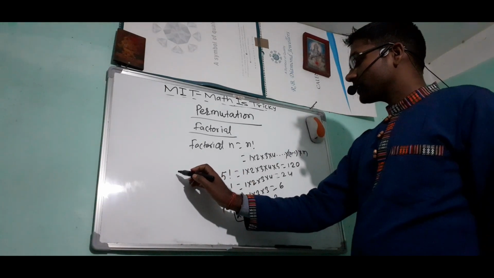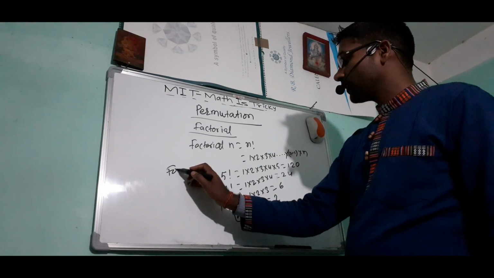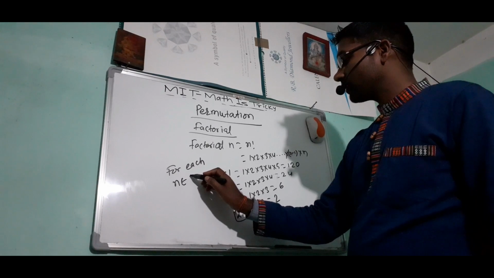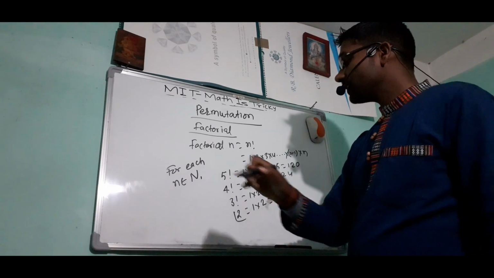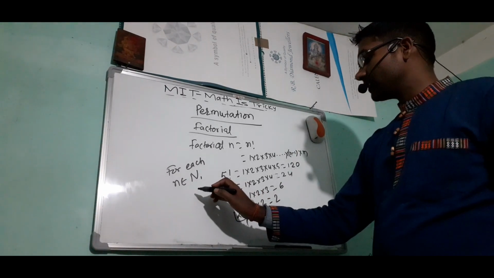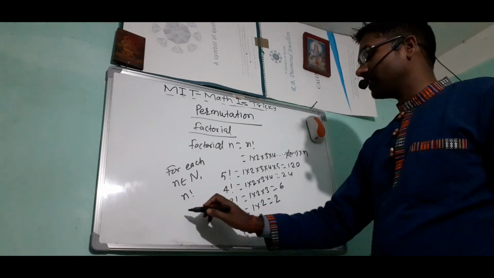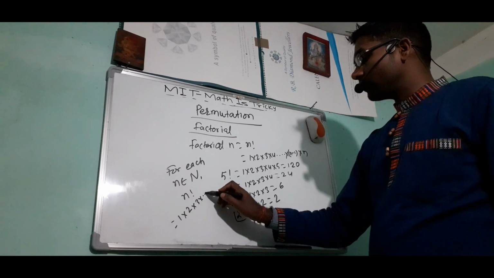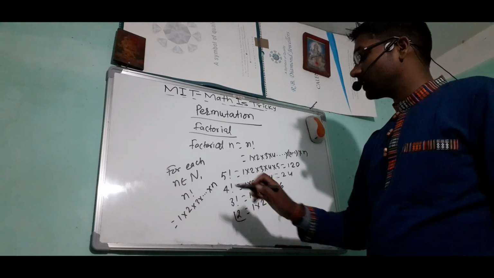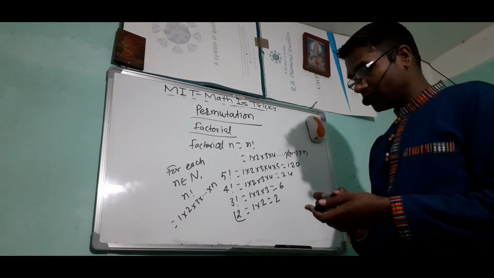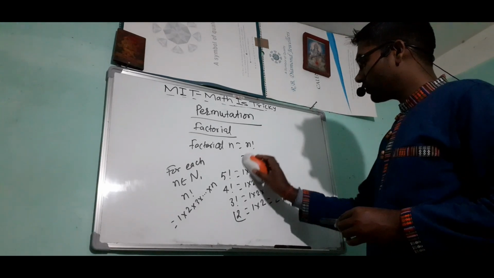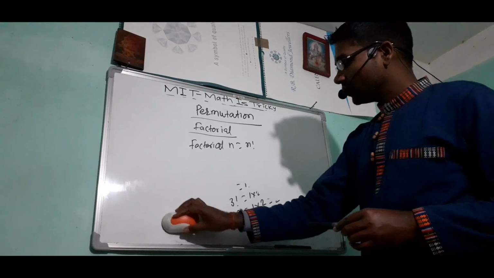So note down: for each n belonging to the natural numbers, remember n factorial is defined. N factorial is simply 1 into 2 into 3 up to n. That is called factorial. Now let's see how we can simplify problems regarding factorial.